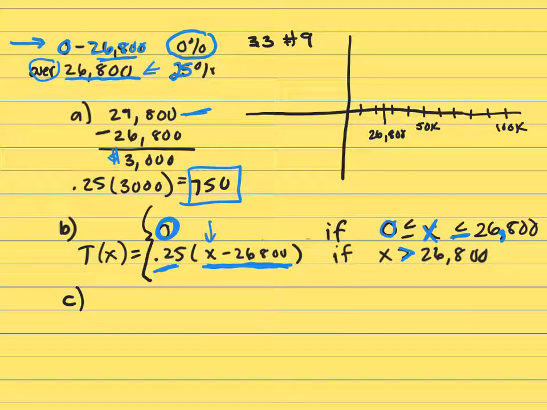And then your graph. T of X is the same thing as Y. So Y is 0 between 0 and 26,800, so the Y value is 0. Okay? And then it takes off anything above 26,800. That point right there is included, and then it takes off that way. It goes up. So the answer was A.